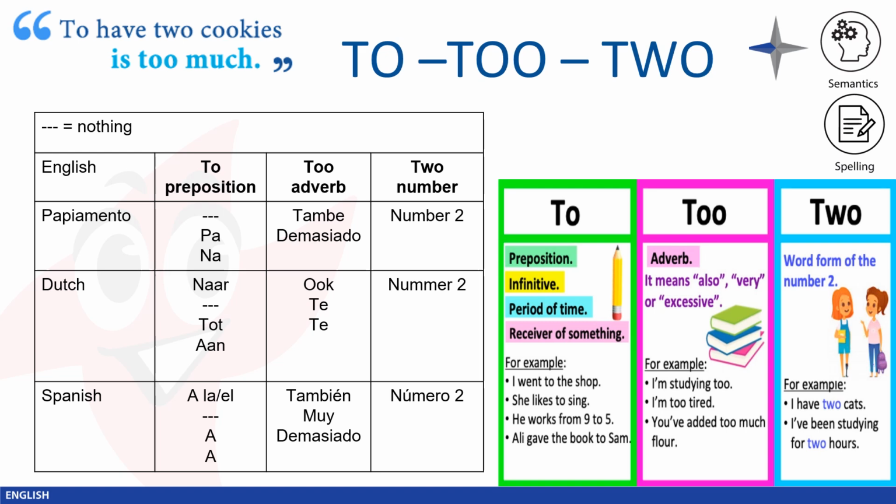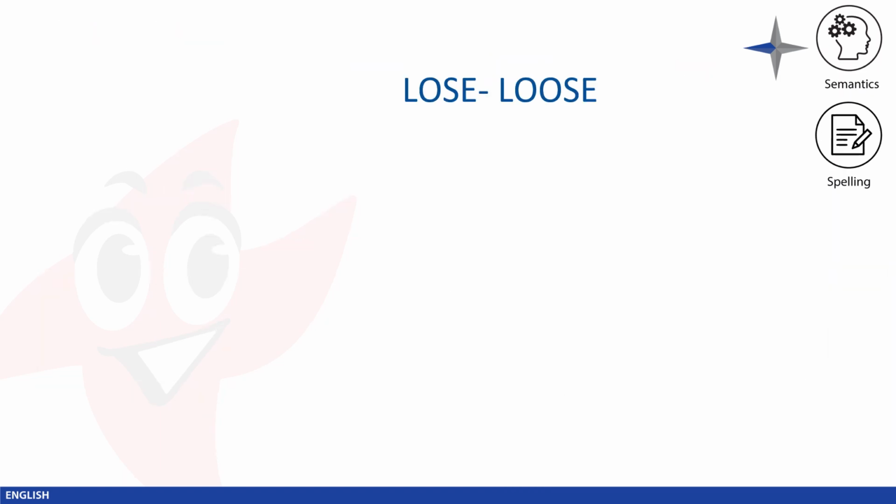Yes, to have two cookies is too much. Huge differences between the words to, too with double O, and two with W-O. In English, you can see here the to with one O is a preposition, too with double O is an adverb, and two with W-O is a number. You can see the translations in Papiamento, Dutch, and Spanish. Do you agree?